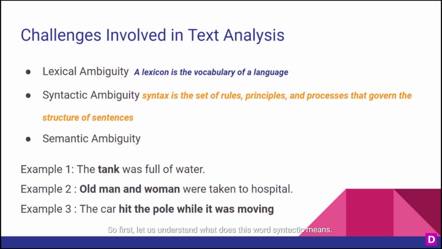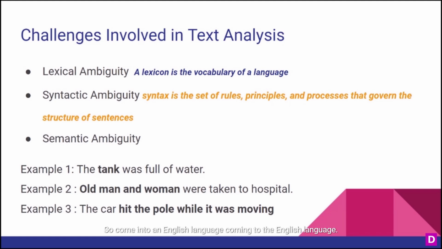So first let us understand what this word syntactic means. Syntactic means the syntax of a sentence. Syntax is a well-known word. Given a programming language, say C or Python, we follow certain rules and regulations in order to code in that particular language. The way you write code in C and the way you write code in Python would be entirely different, and these differences are generically called syntax.